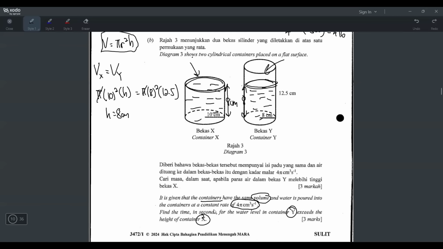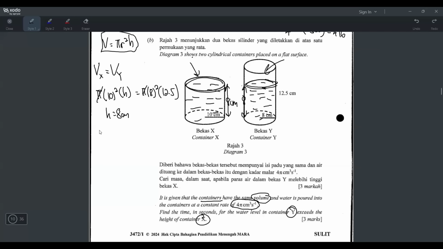So they are asking you, find the time in seconds for the water level in container Y to exceed the height of container X. So what we need to find is the time taken when they have the same water level lah. And macam mana nak cari ya? Okay, what if I find the volume of this one lah. Betul lah. I find the volume from here to here, right?